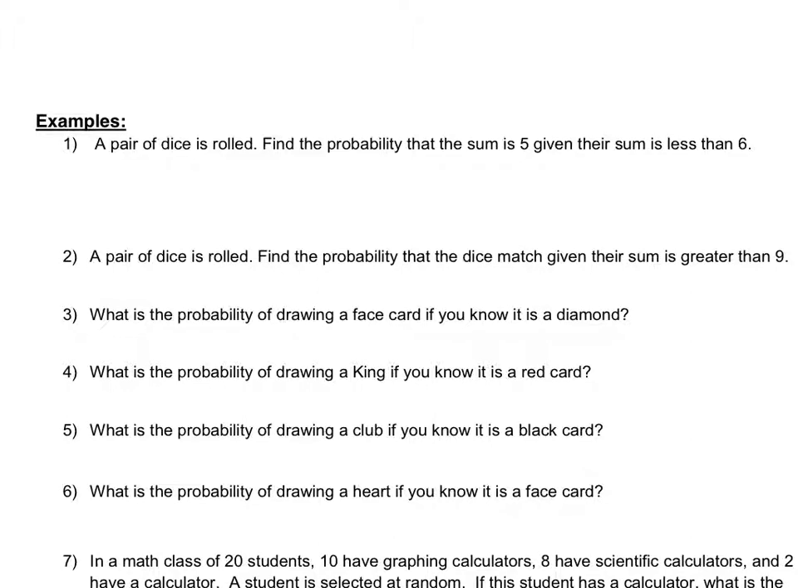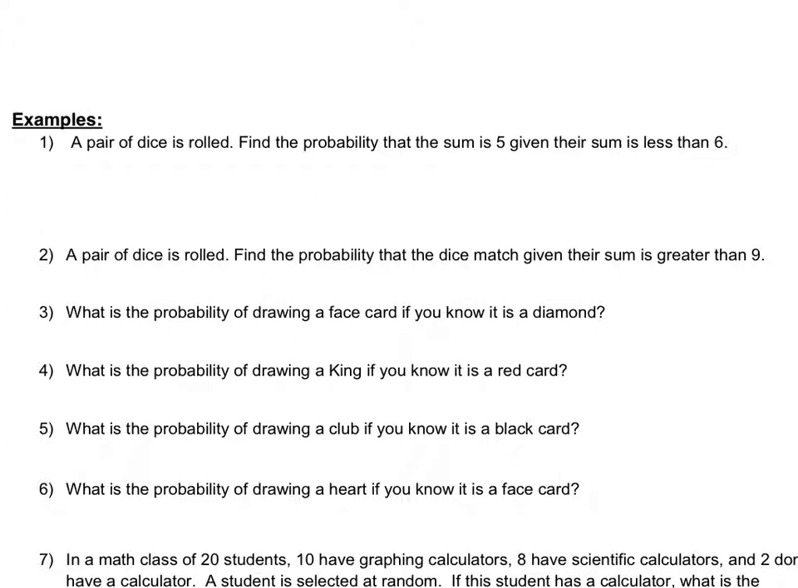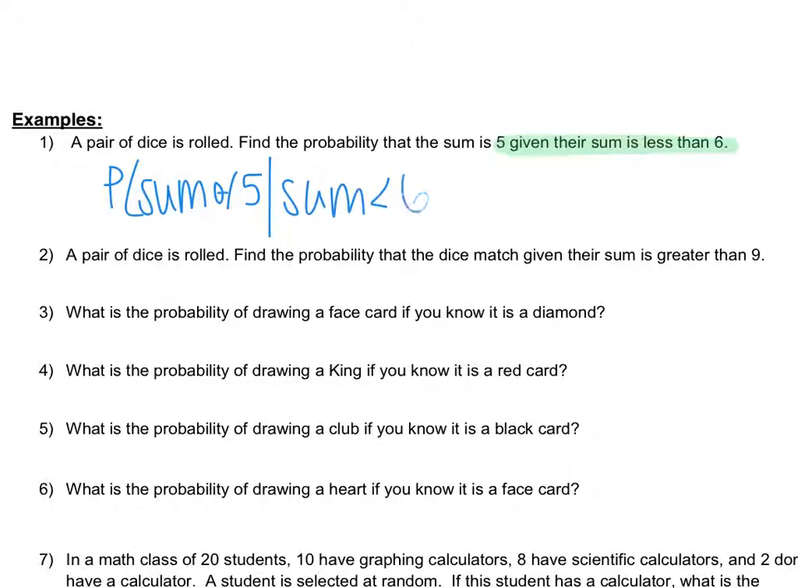So first of all, it says a pair of dice is rolled, find the probability that the sum is 5, given, and here's that conditional statement, that their sum is less than 6. So we would say probability of a sum of 5 given that the sum is less than 6. Okay? Actually I should rewrite that. The sum is less than 6, not that the number was less than 6.